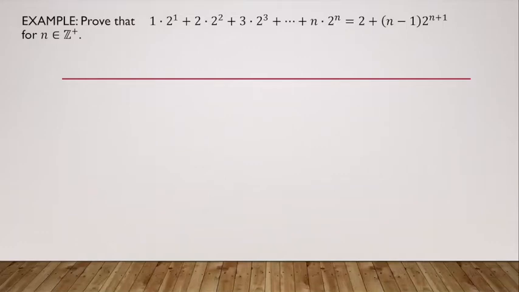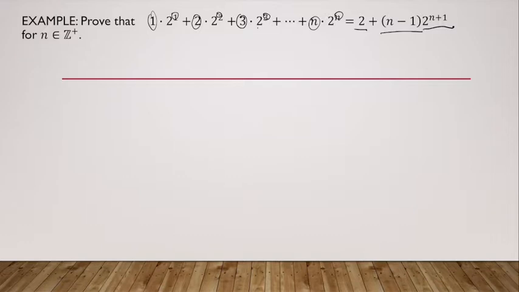All right, for this final bonus example, we're going to prove that 1 times 2 to the first power plus 2 times 2 to the second power plus 3 times 2 to the third power plus ... plus n times 2 to the n power is the same as 2 plus (n minus 1) times 2 to the n plus 1.